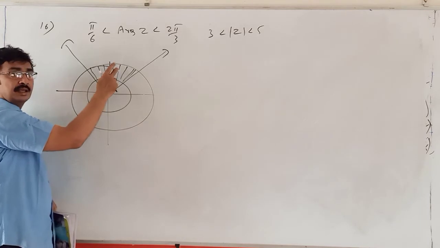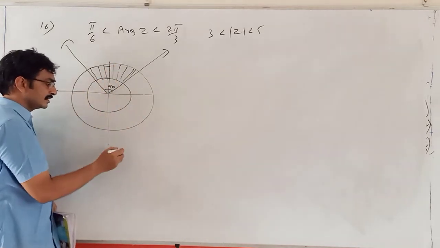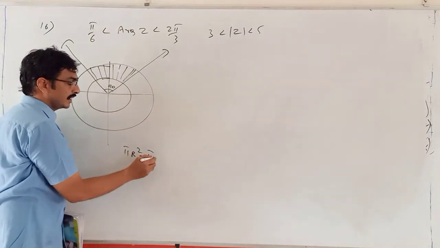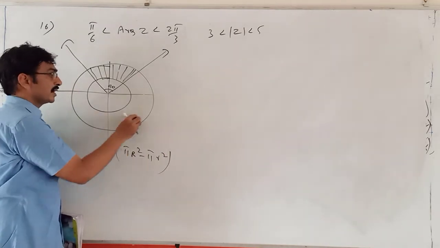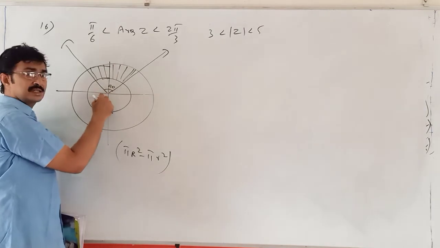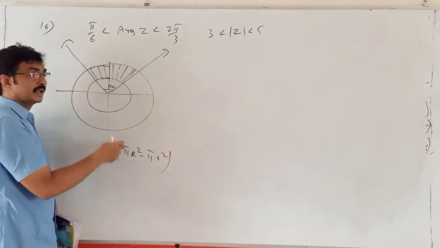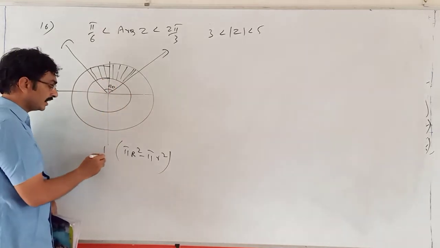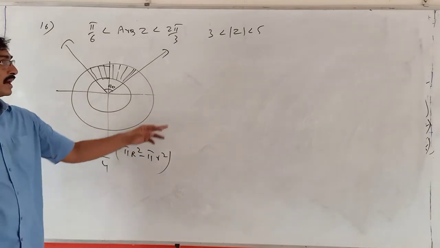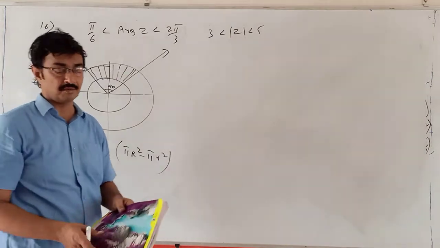Therefore, the required area: first, the area between these two circles is the area of the outer circle minus the area of the inner circle. This part, but required is only this one. That is 90, total 360, so the required area is 1/4 of this one. So required is 1/4 into pi R square minus pi small r square, where capital R is 5, small r is 3. By substituting and simplifying, we get the required area.